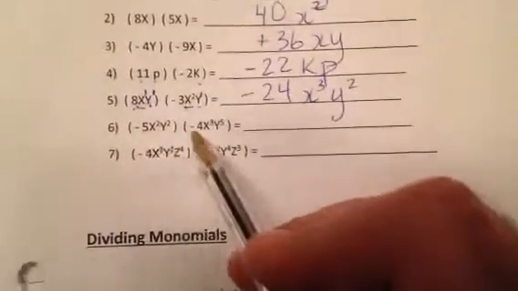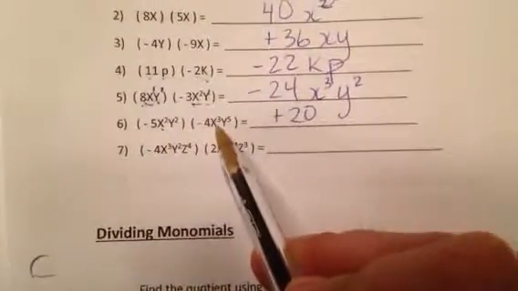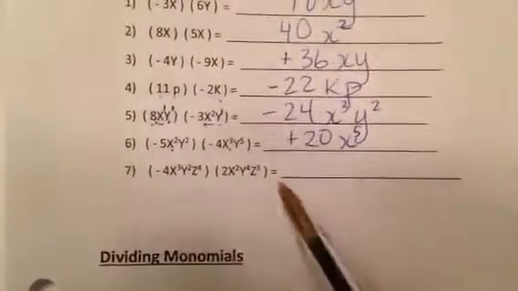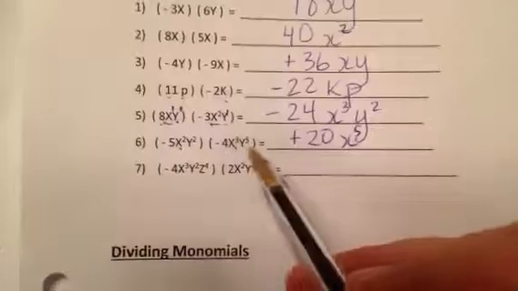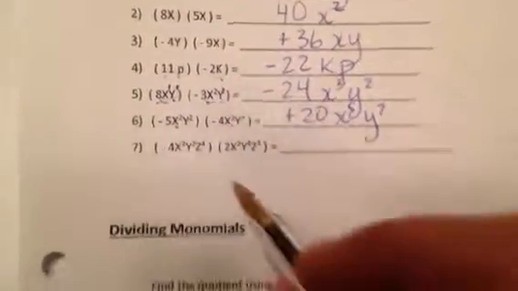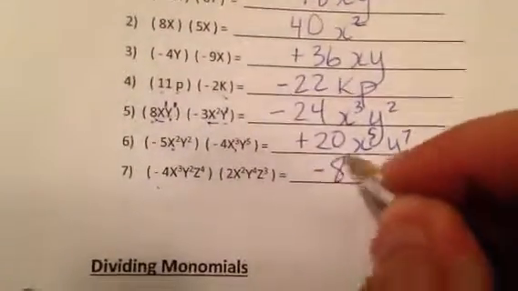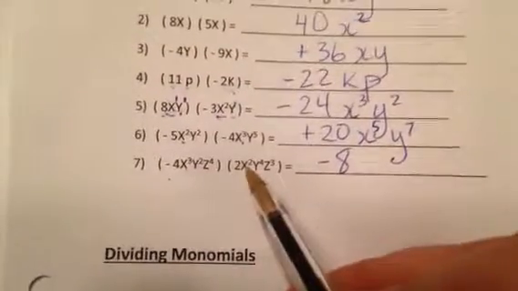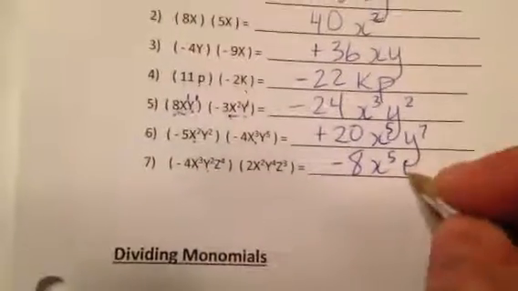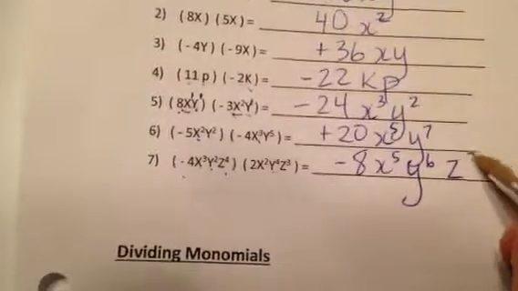This one right here, we have negative 5 times negative 4, that's positive 20. X squared times x to the power 3, we keep the x and we add the exponents, x5. Y squared, y5, y to the 7. Add the exponents, keep the y. And finally the tricky one, we have negative 4 times 2 is negative 8. X cubed times x squared, x5, x to the power 5. Y squared, y4, y to the power 6. Z4, Z cubed, Z to the power of 7.